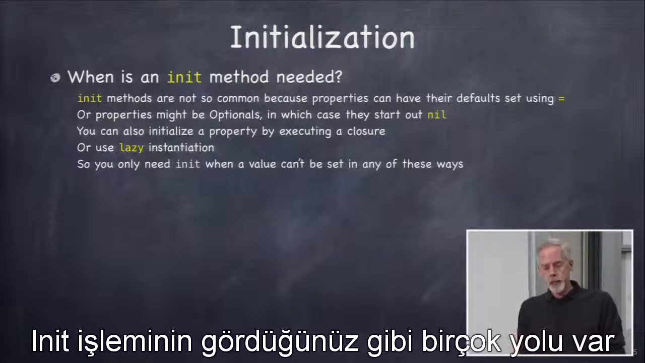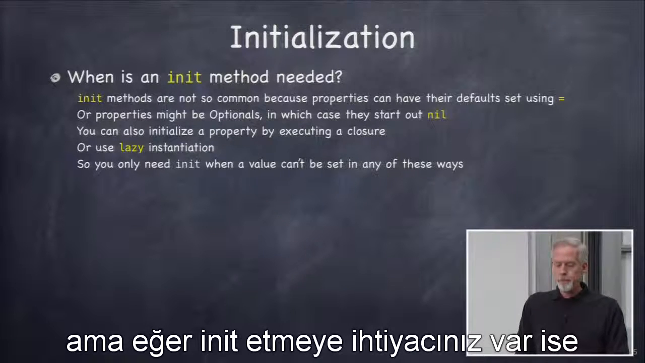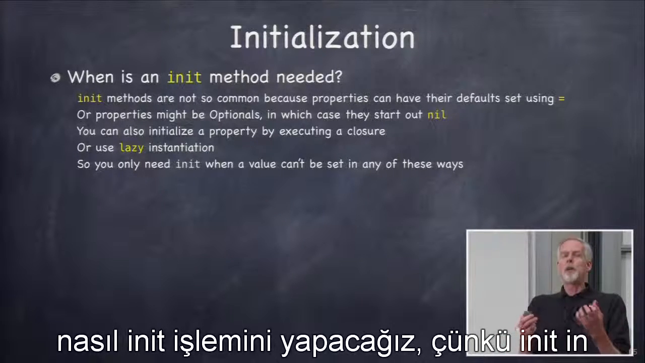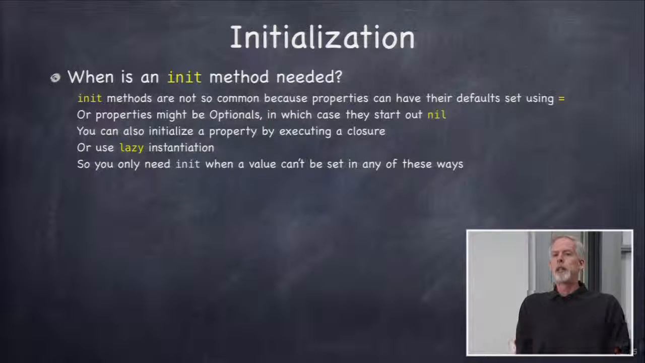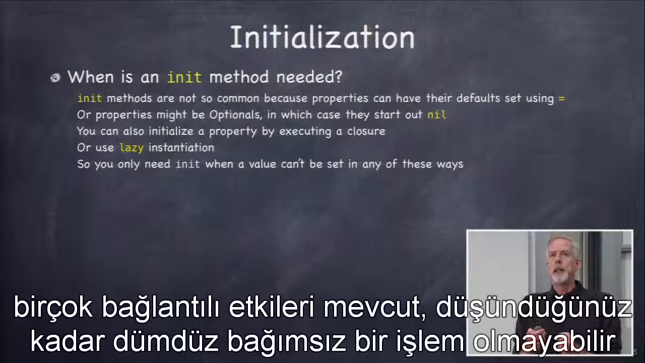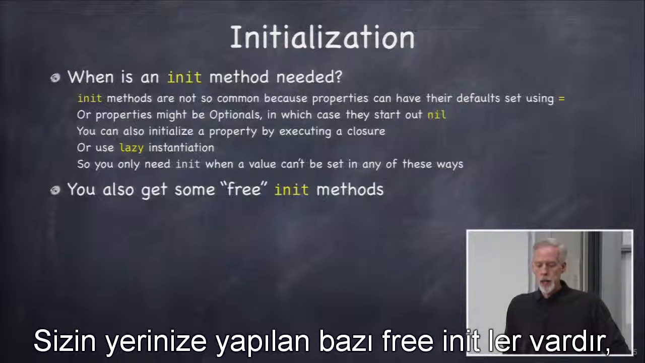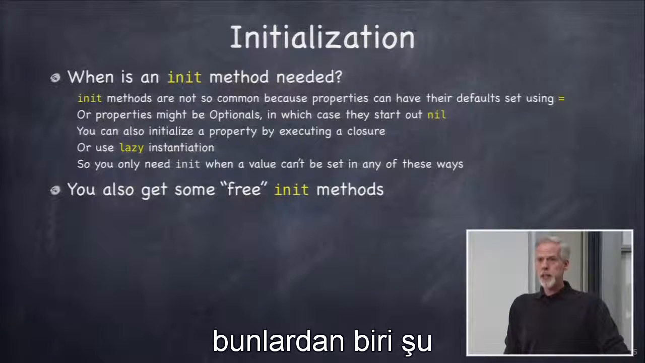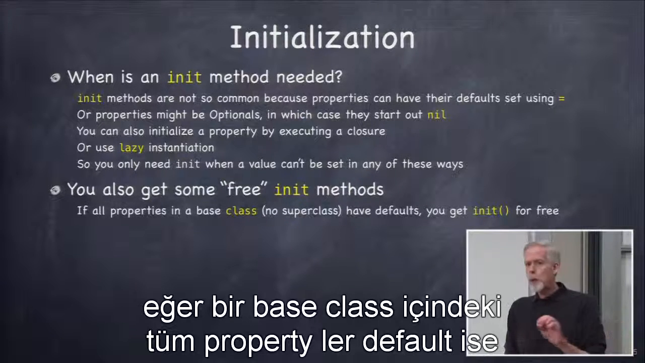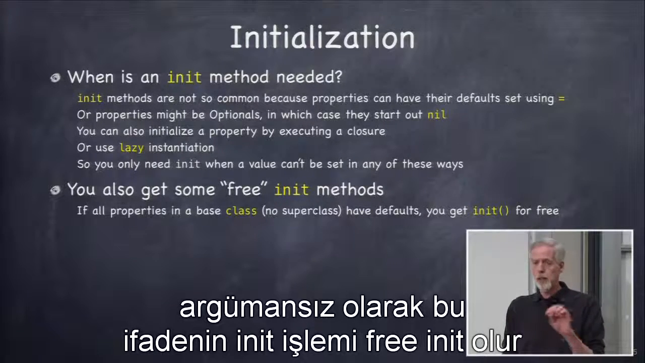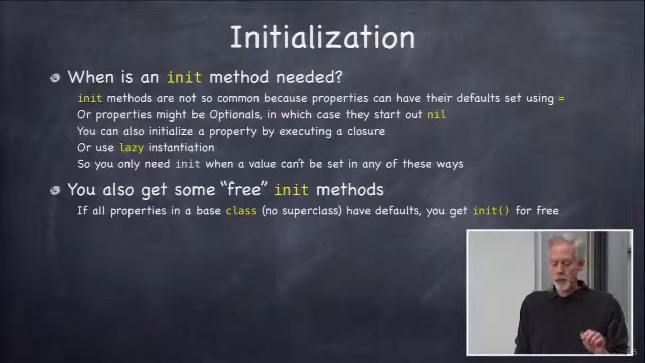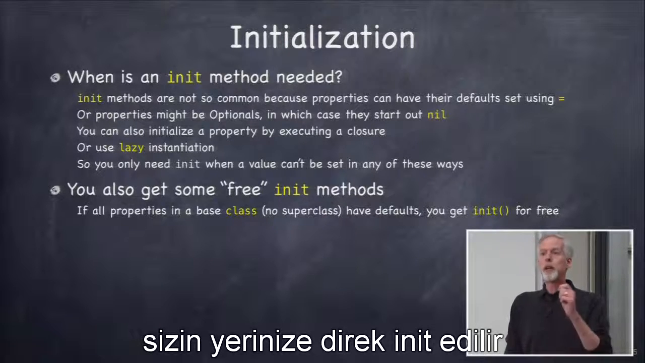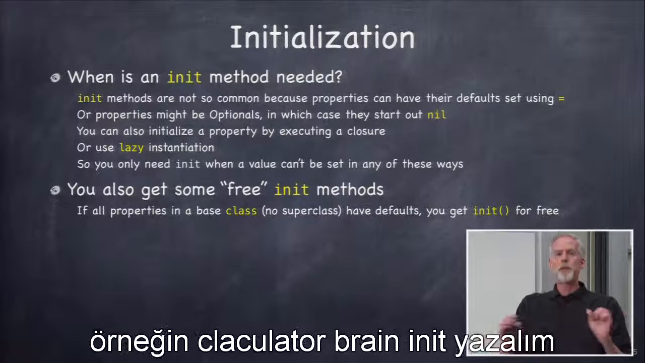But if you do need an init, how do we do init? Because init has some kind of interesting interdependencies. It's not as straightforward as you might think. Now, you get some free inits, inits that get done for you. One is that if all the properties in a base class, something that has no superclass, like calculator brain, all have defaults, then you'll get an init with no arguments for free.